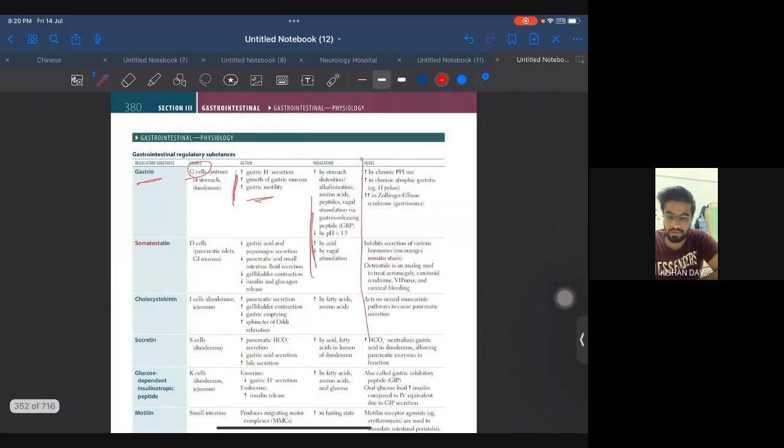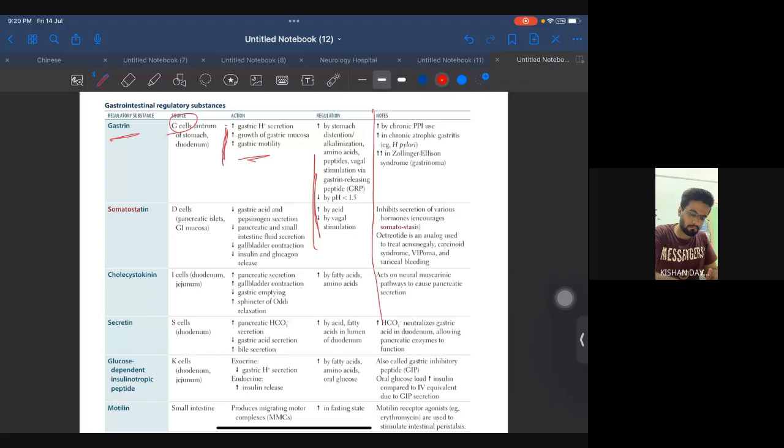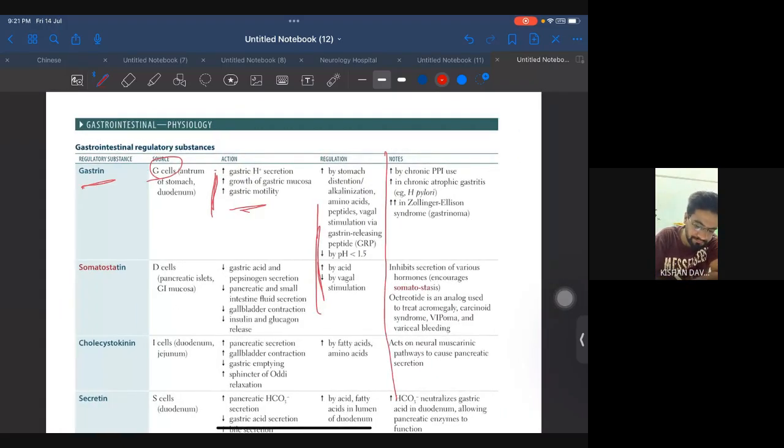Now we'll be moving to the physiology part. GIT is very big. Let's see how much we complete in 3 hours. So that was all about anatomy. Now this page of your physiology becomes very important. How? I'll tell you.